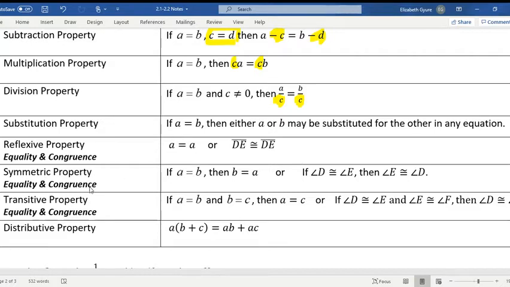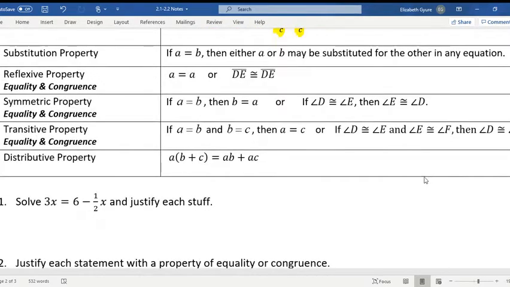Symmetric property of equality and congruence says if A equals B, then B equals A. In other words, your order can be switched. If X equals 2, then 2 equals X, right? Order there does not matter. Same thing with congruency statements. If angle D is congruent to angle E, then angle E is also congruent to angle D. Your order can be changed.